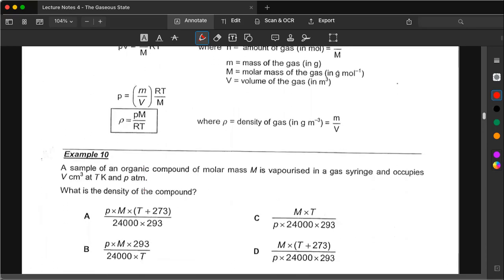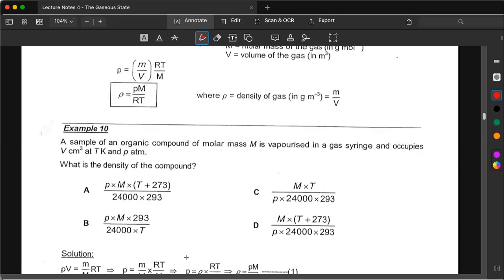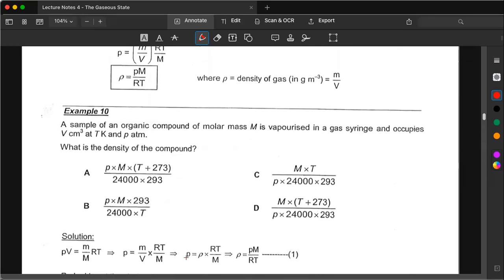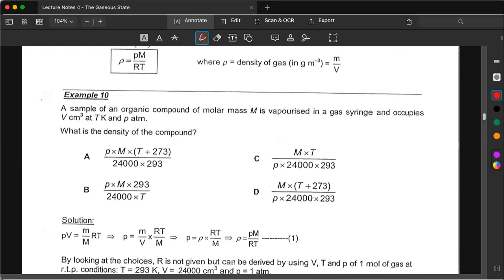Now let's look at this example. You can pause the video before we run through the answer. You have a sample of organic molecule of molar mass vaporized in a gas syringe and occupies a certain volume, a certain temperature, and certain pressure. So you just need to shift the variables based on this equation. So your density will be the pressure multiplied by the molar mass over RT. So what is the density of the compound? Okay, so if you shift the variables, you will get this.